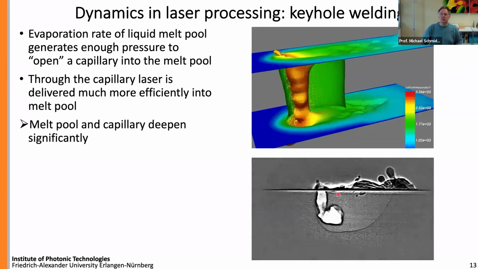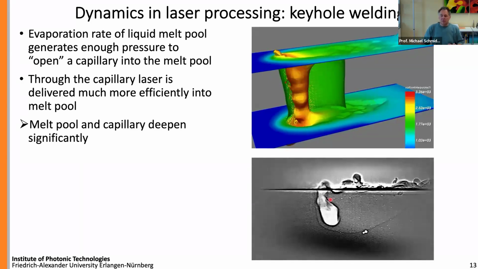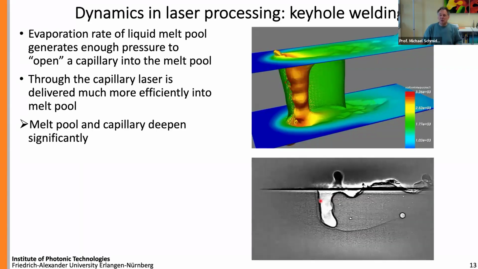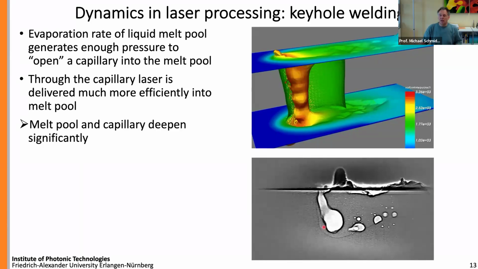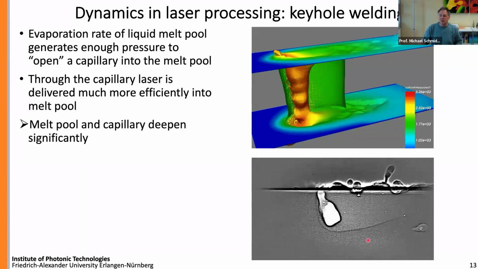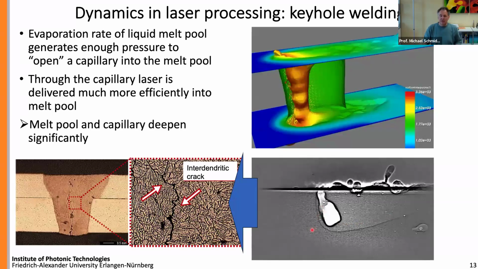DESY, some synchrotron imaging with willingly too high a laser power, I have to admit, just to see what all can happen. And you can see the keyhole here. You can see the liquid-solid front that you have here. A lot of things are happening. And then finally, and this is an image from another joint, but it doesn't matter, finally, we have a result because we wanted to weld.